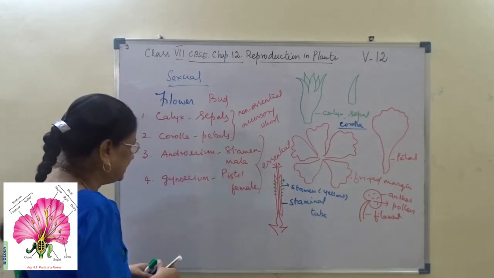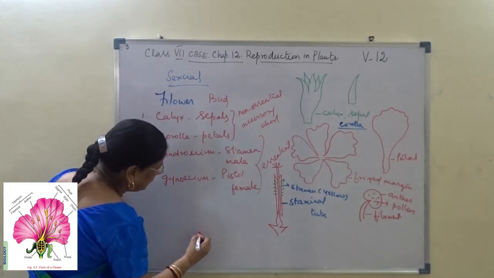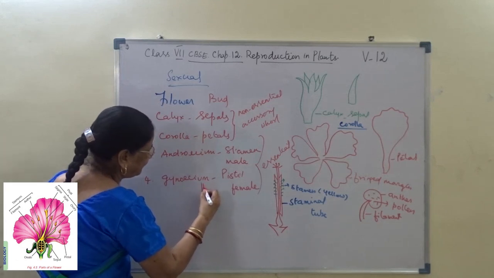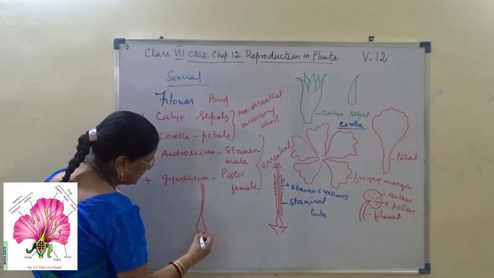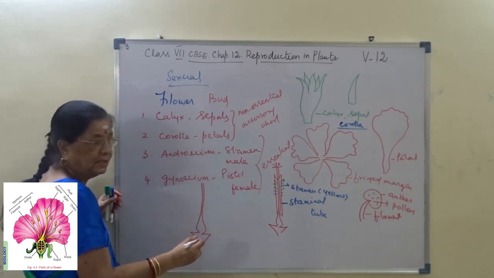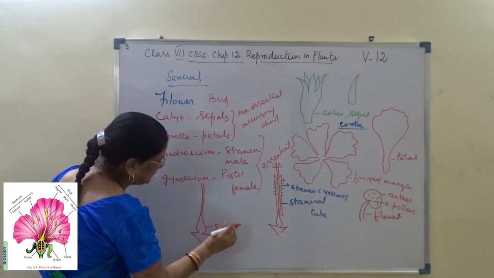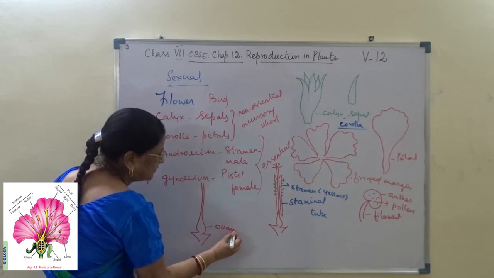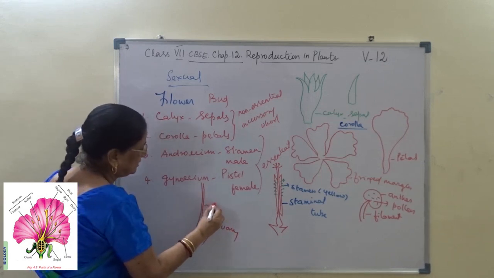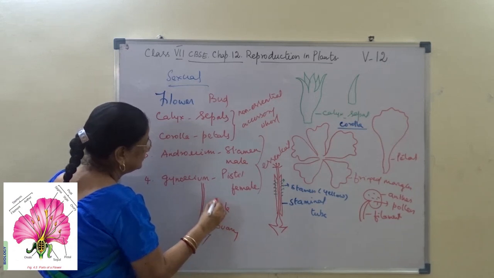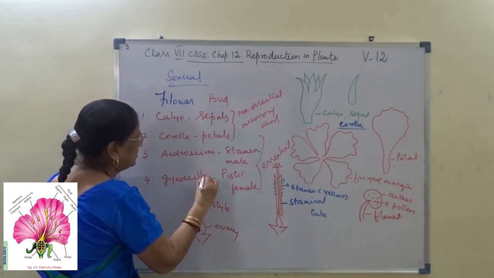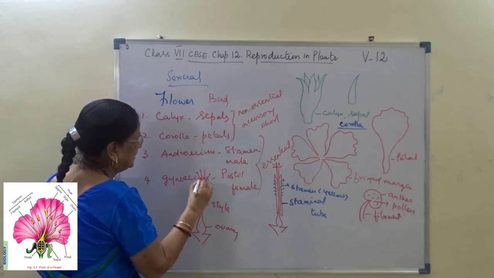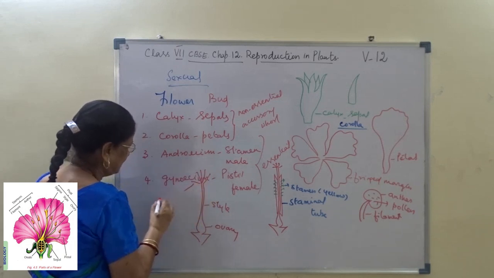Now this gynoecium is formed of a structure like this: a basal swollen ovary, style, and stigma ending in 5 branches.